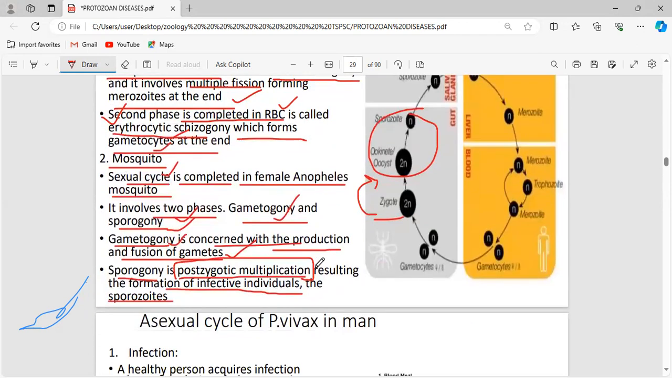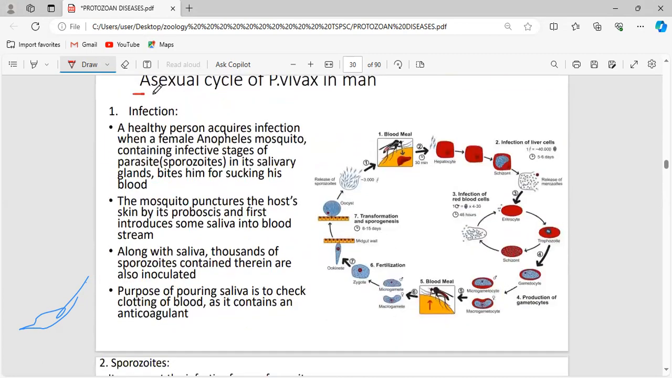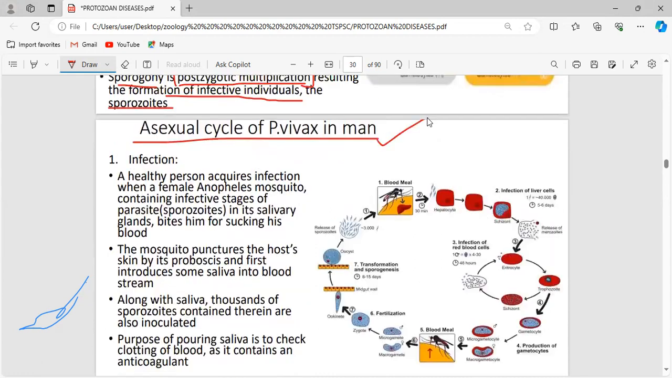Here, the infective stage is sporocyte. In Trypanosoma gambiense, the infective stage is the metacyclic form. Here, sporocyte is the infective form. This can be asked in the question. This is the most important slide. Now, the asexual cycle of Plasmodium vivax in man.